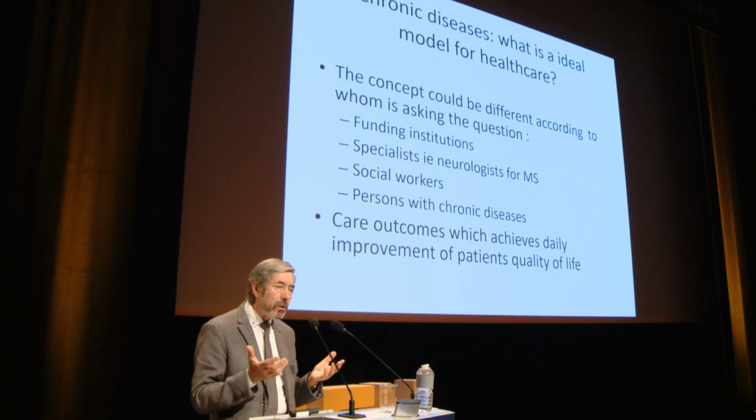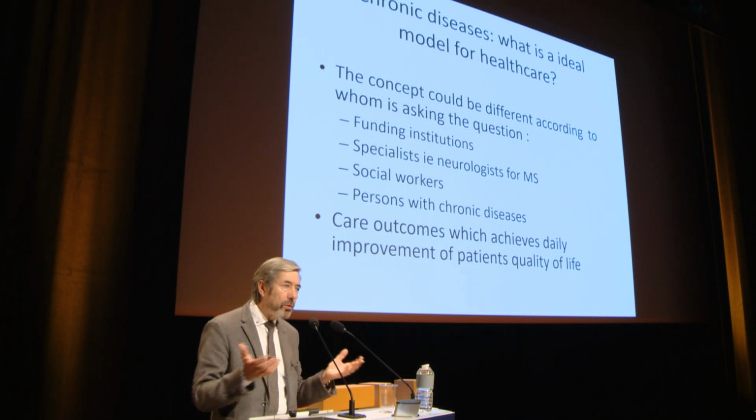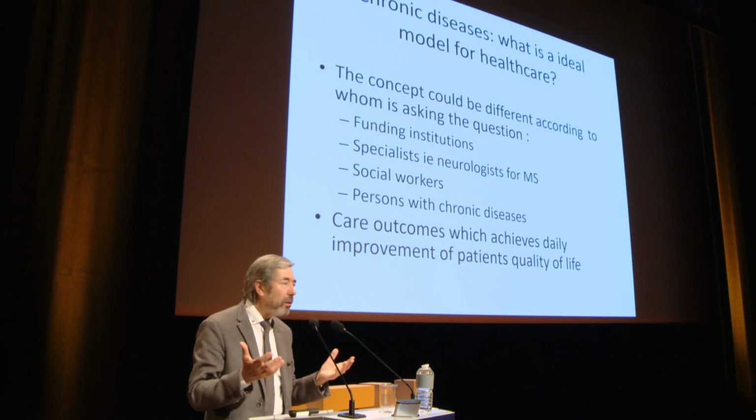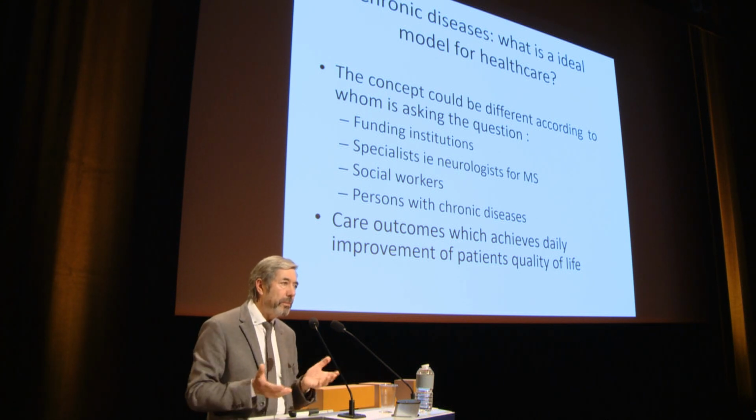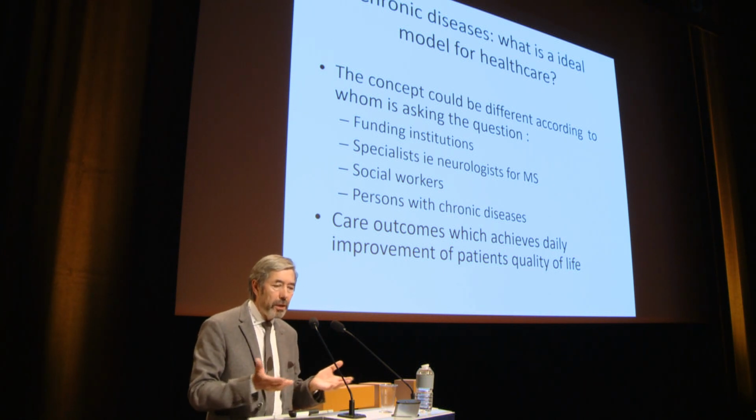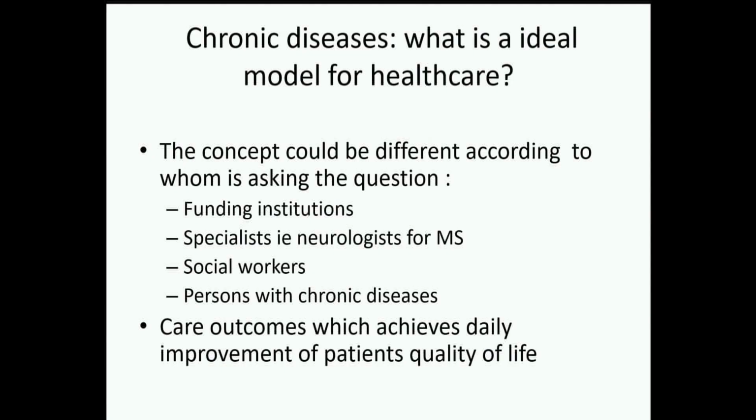Finally, multiple sclerosis is a chronic disease, and like all chronic diseases, we think about what the ideal model for healthcare is. And if you ask different people, the ideal model will be different according to whether you are the funding institution, the neurologist, a social worker, or the person with the disease. And you know that the expectations between the patients and the neurologist are sometimes different. Many papers have confirmed this. I think that the ideal model for healthcare is a model whose care outcomes achieve daily improvement of patients' quality of life.